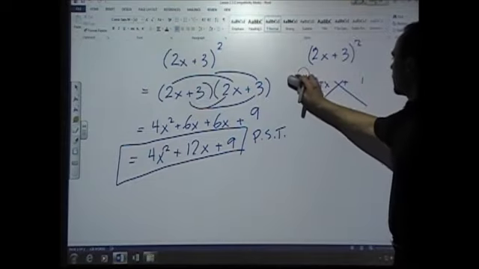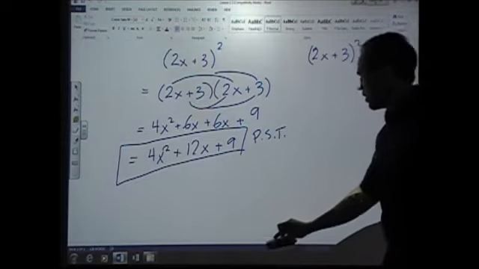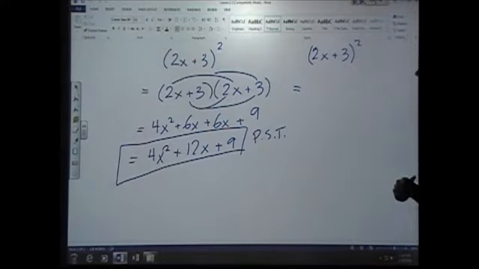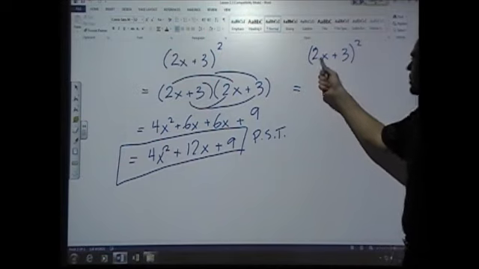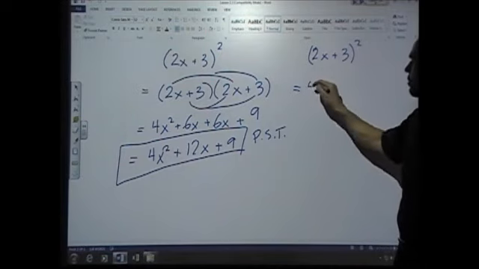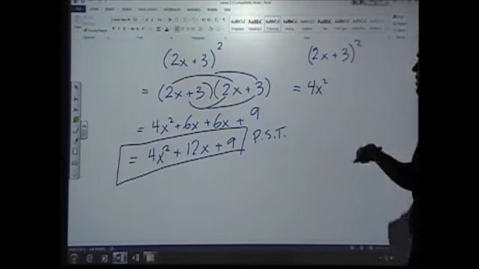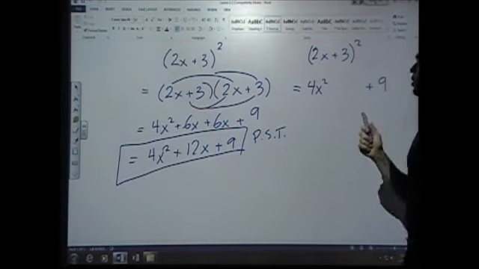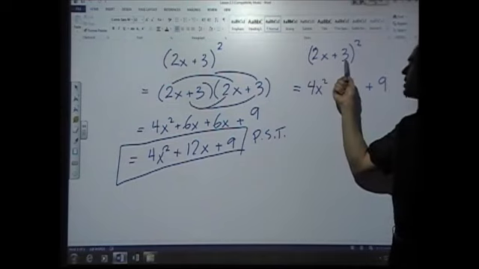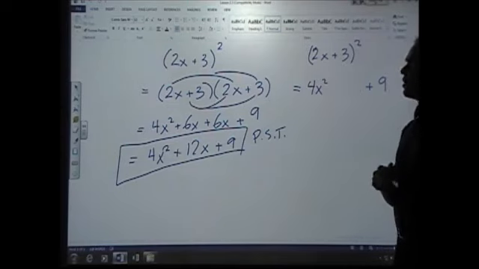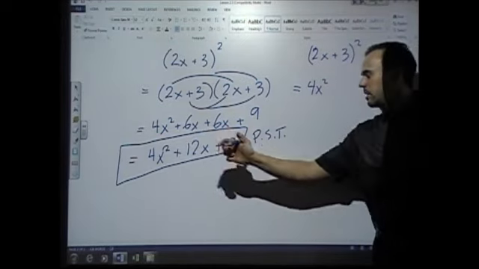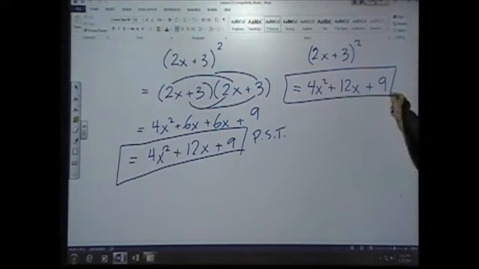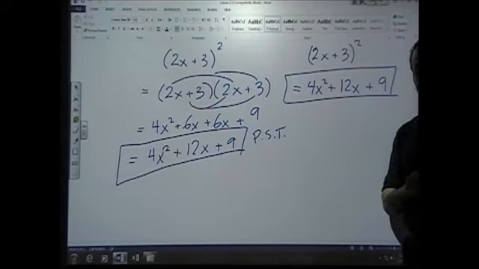So, my question is, how do I go from here straight to the answer? From your homework last night, to go straight to the answer, yes, the first term is 2x squared, which is 4x squared. The last term, yes, is 3 squared, which is 9. But the middle term, how do you get that? The middle term is always going to be 3 times 2x, which is 6x. Double it, because you'll have two of them, 12x. So this is how you expand that very quickly.